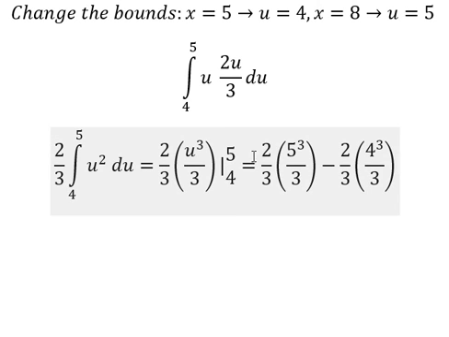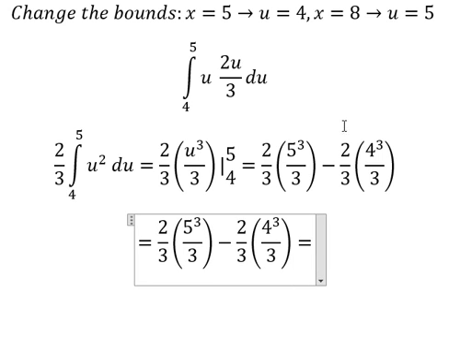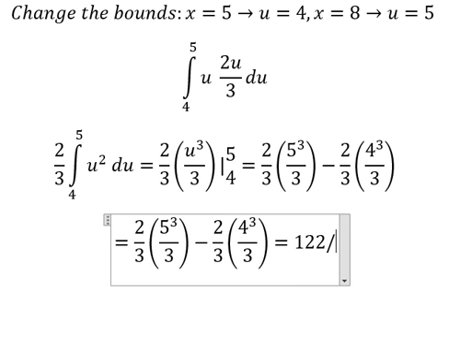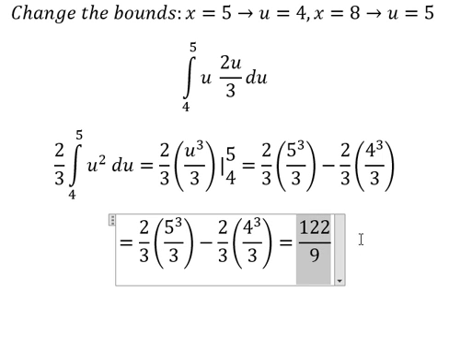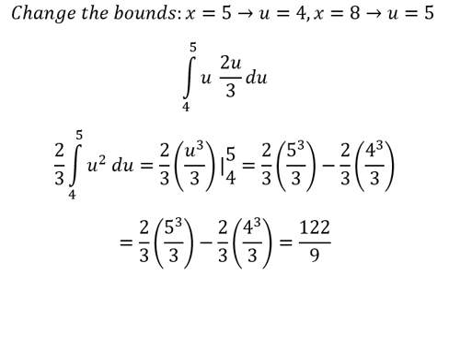We calculate this one. And we got 122 over number 9. And this is the final answer. This is the end.